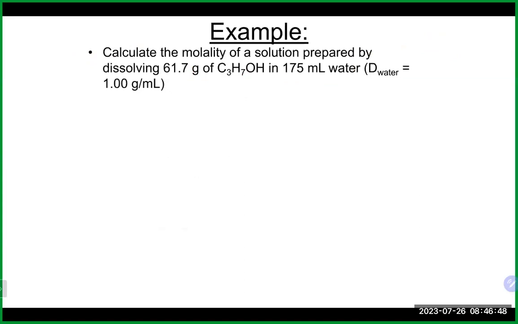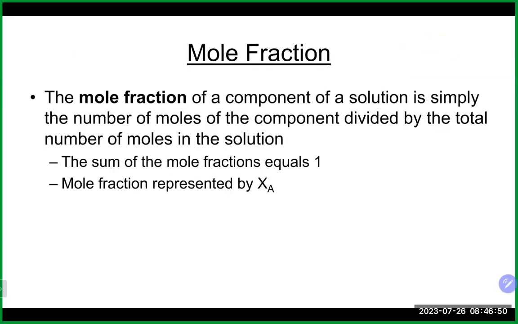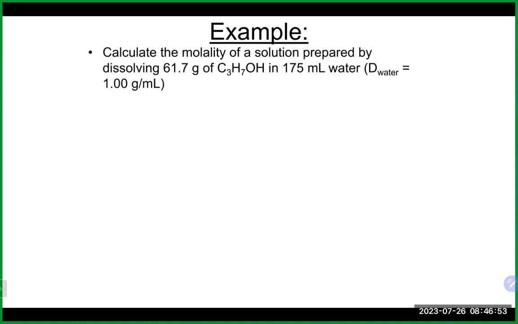So if we were to do this, we want to calculate the molality of a solution that's prepared by taking 61.7 grams of C3H7OH and 175 milliliters of water. This is going to be our solute. Here we would need to convert it into moles, as the molality is our moles per kilogram of solvent.